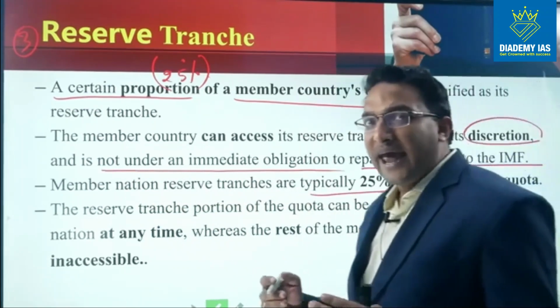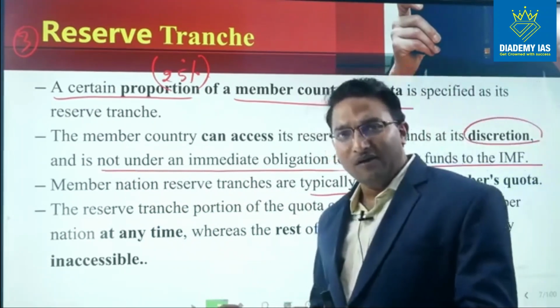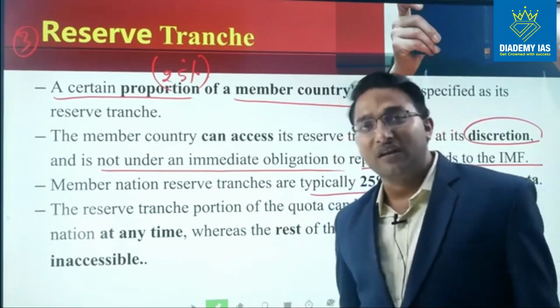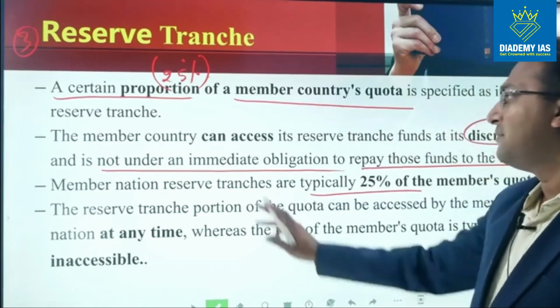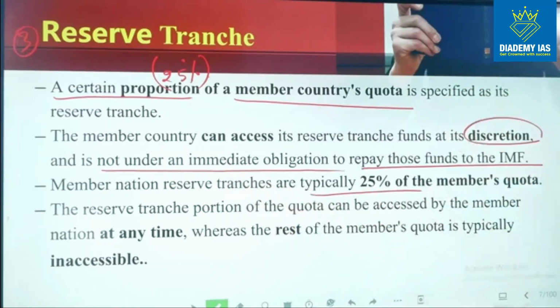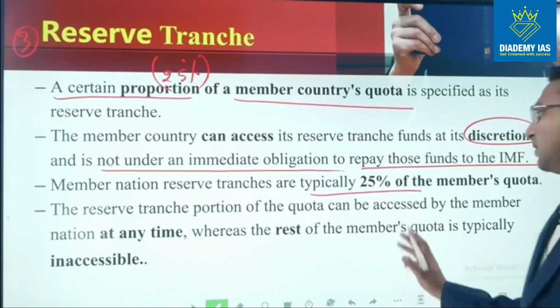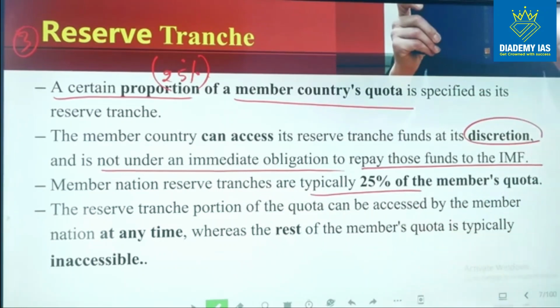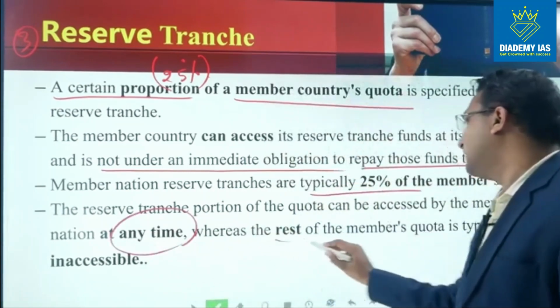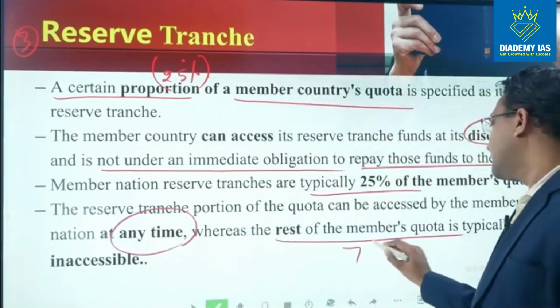So they can access the funds from the IMF, but they are not necessarily required to repay, to deposit the amount with the IMF. The member nation's reserve tranche is typically 25% of the member's quota. The reserve tranche portion of the quota can be accessed by the member nation at any time, whereas the rest of the member's quota, that means the 75%, is inaccessible.